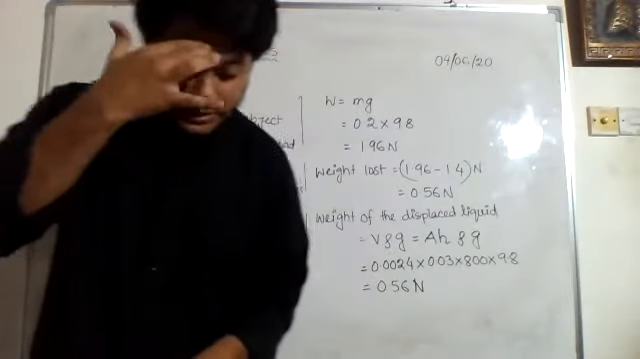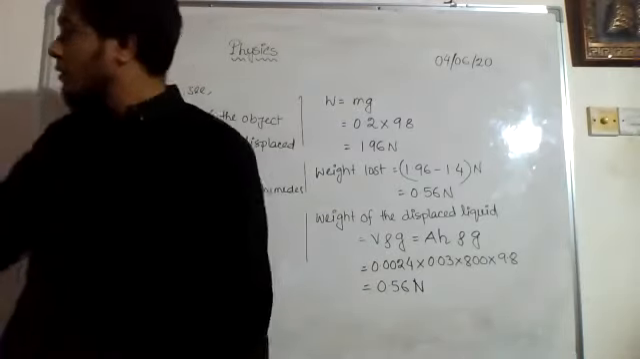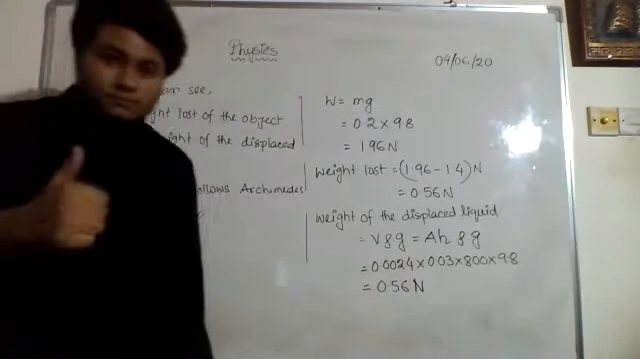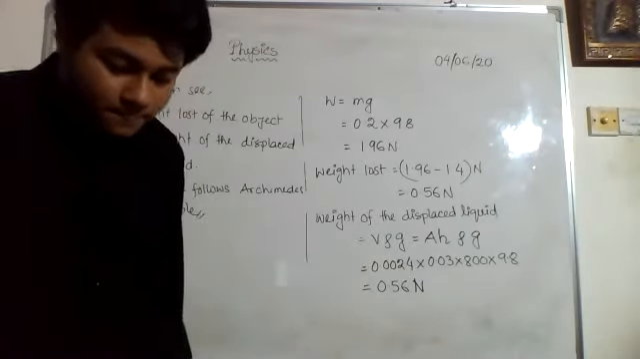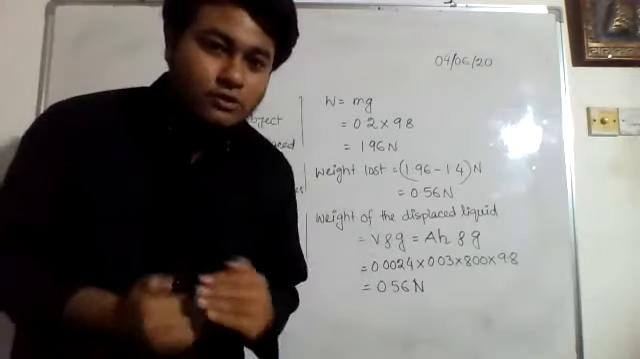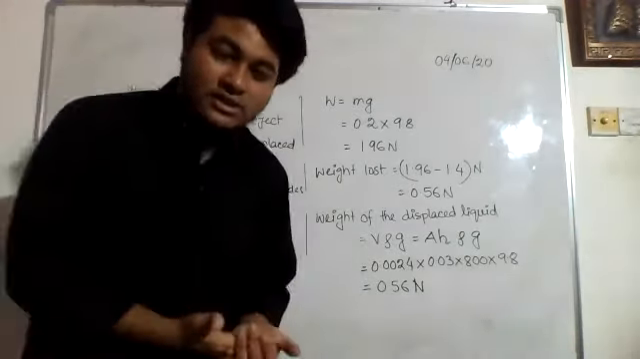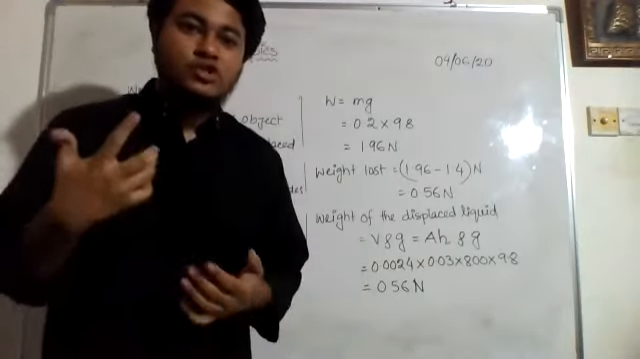Nobody. Excellent. So for Archimedes, you have to find the weight lost of the object and the weight of the displaced liquid. Yes. Now let us take a look at question 15. I will not solve it, rather I will just give you an idea. I will read out the stem for you, explain it, and show you how to do it.